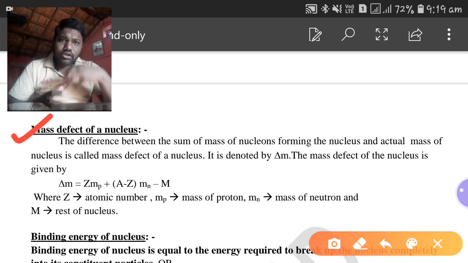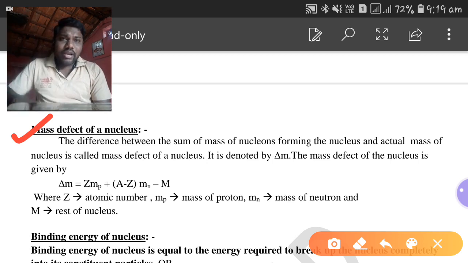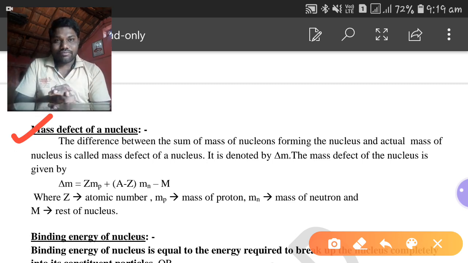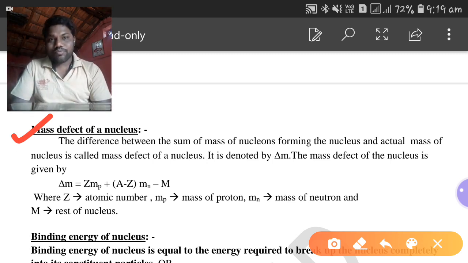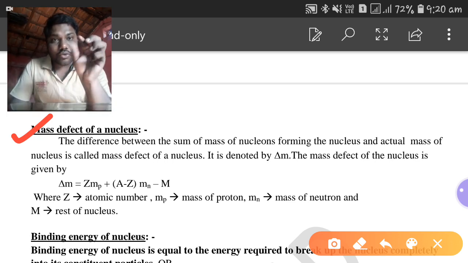Before going to the concept of mass defect, we have to know how the nuclear mass is determined. While explaining the properties of the nucleus, I explained nuclear mass. Nuclear mass is the sum of the masses of the nucleons present inside the nucleus. The nucleons are protons and neutrons, so the sum of the masses of all protons and all neutrons gives you the nuclear mass.